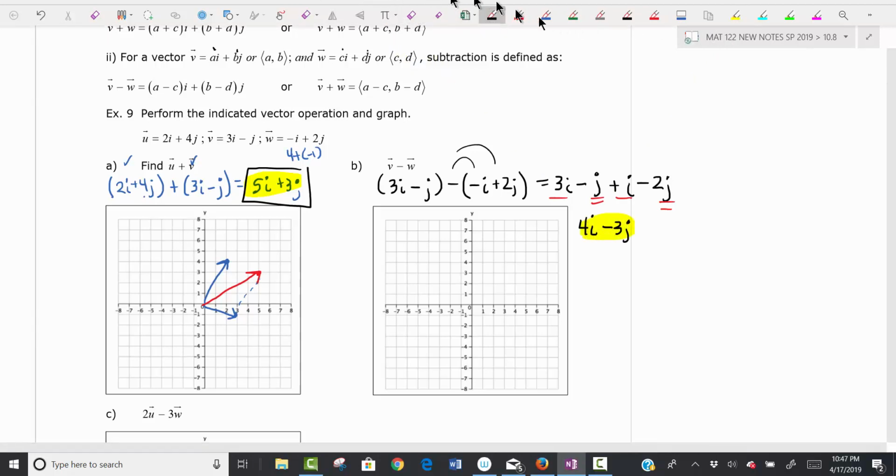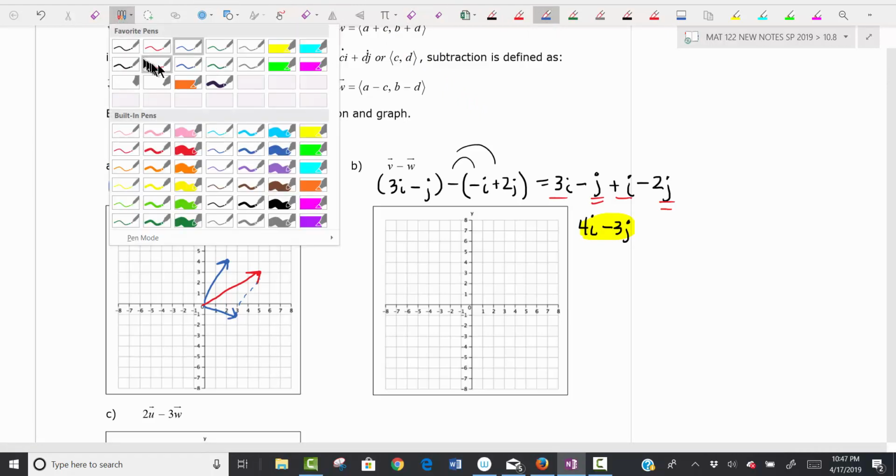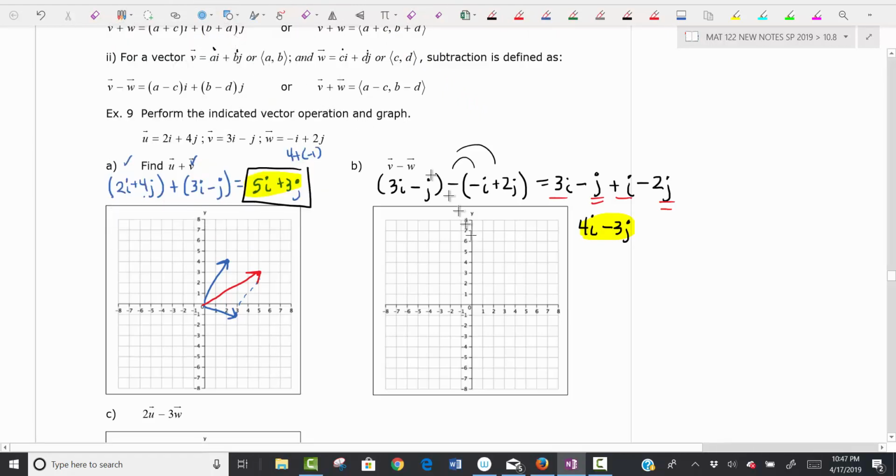What I'm going to have you do on this is, again, we're going to graph the two original vectors. This first vector is over 3, down 1. So 3i minus j will be that vector. And then the second vector is negative i plus 2j. So you want to go ahead and sketch that one. That would mean you would go left 1, up 2. So that would be your second vector. This is your vector v, that's your vector w. And then we'll do the resultant and just see if this looks right to us.